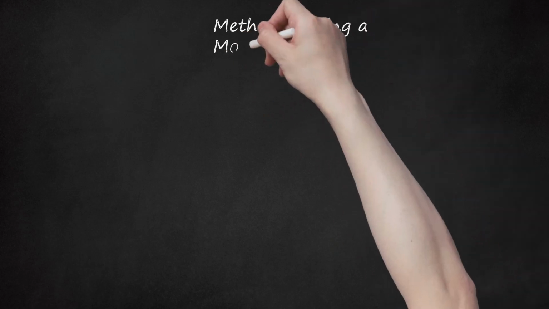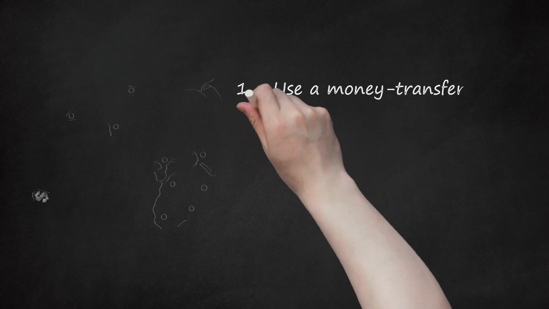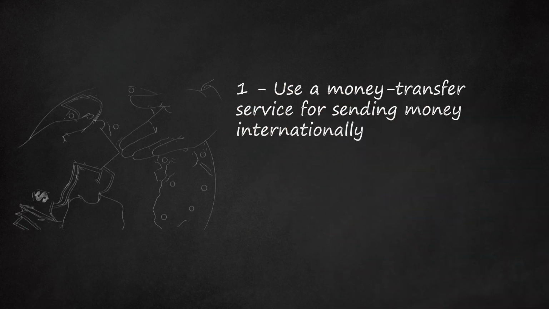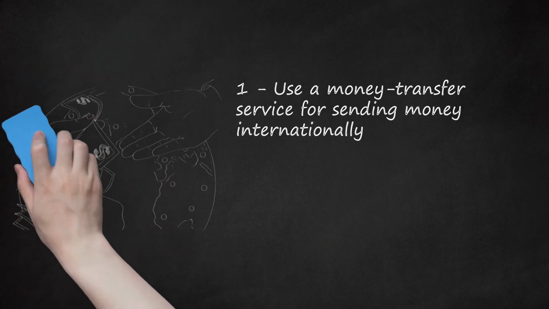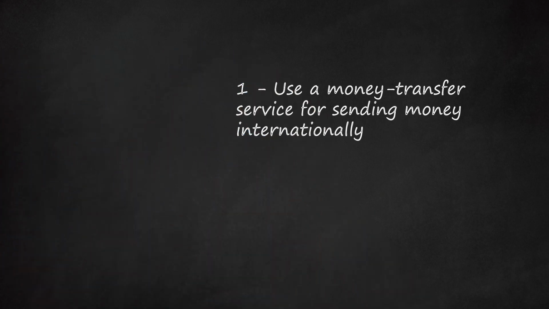Method 4. Using a money transfer service. 1. Use a money transfer service for sending money internationally. Shop around a bit before you pick a service. The 2 best-known companies are Western Union and MoneyGram, although there are also newer companies. Some supermarkets, convenience and drug stores, and retail giants like Walmart also offer money transfer services.